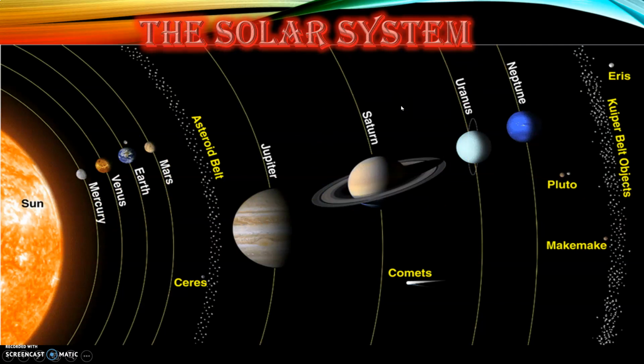If you observe one difference, these inner planets are smaller than these outer planets. Did you observe or not? These all sizes are big. These 4 planets' sizes are small.